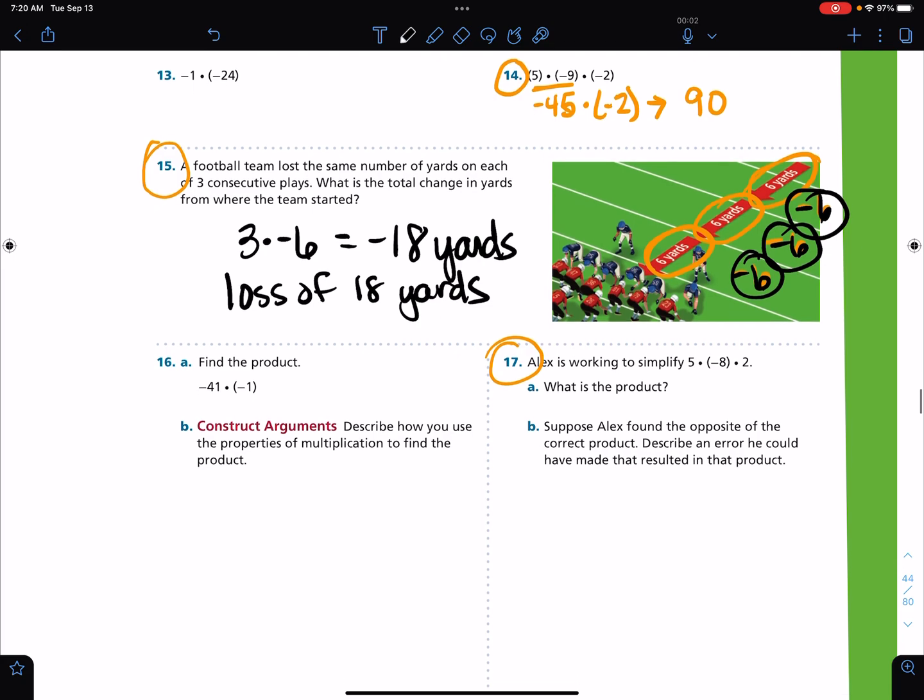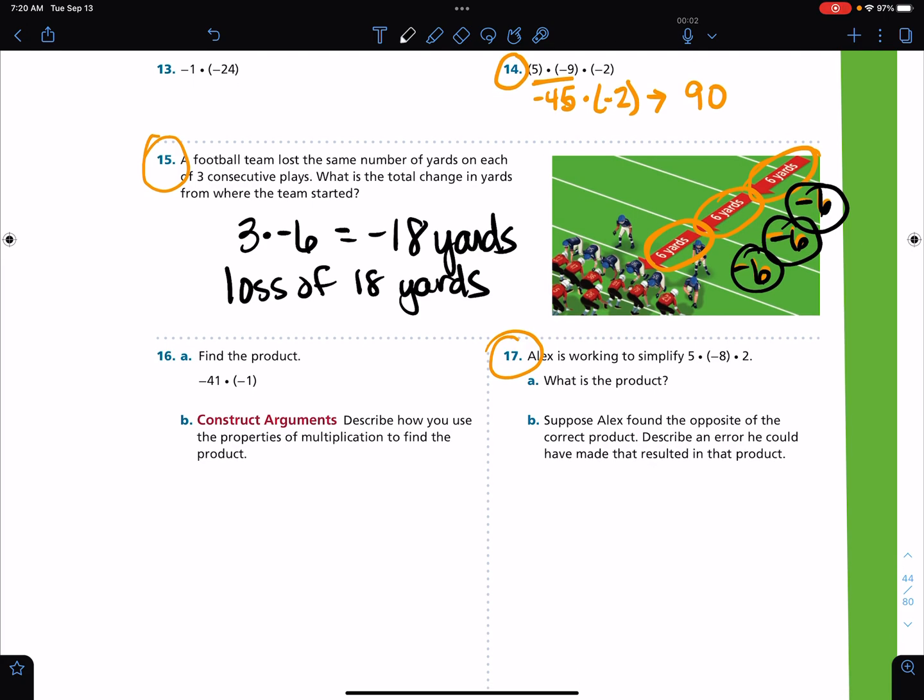Number 17. Alex is working to simplify 5 times negative 8 times 2. What is the product? Well, I'm going to do 2 steps at a time. 5 times negative 8 is negative 40. Then times 2 would be negative 80. So there's the answer to the product. Suppose Alex found the opposite of the correct product. Describe an error that he could have made resulting in that product.